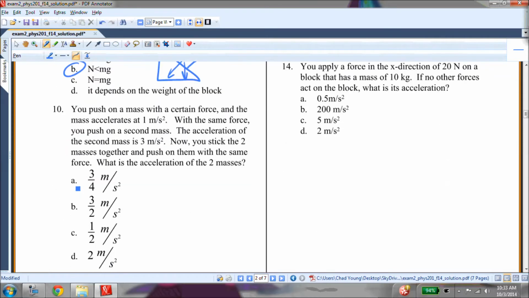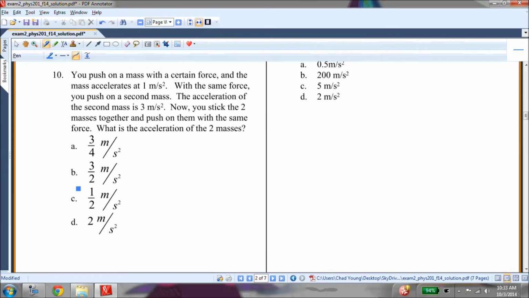Okay, you push a mass with a certain force and the mass accelerates at 1 meter per second squared. And then I push another mass, I'll call this M1. This is M2, and this goes at 3 meters per second squared. That means that this mass is 1/3 that of M1.